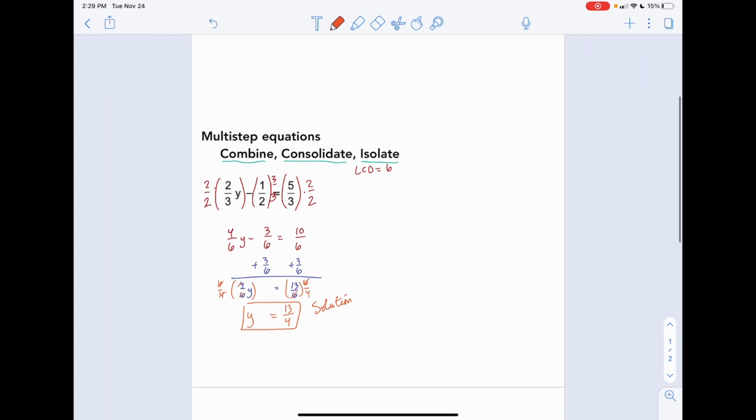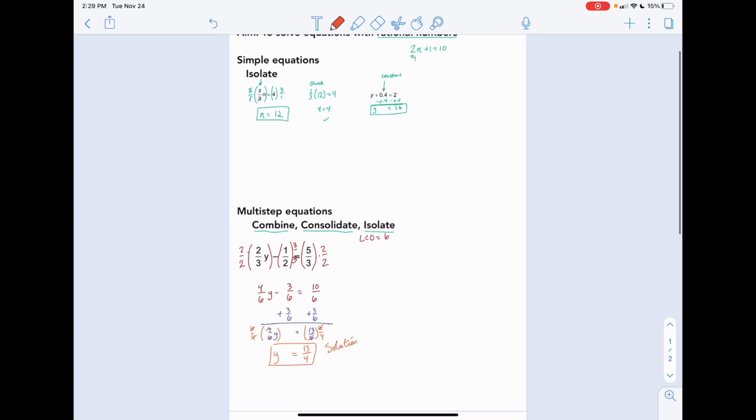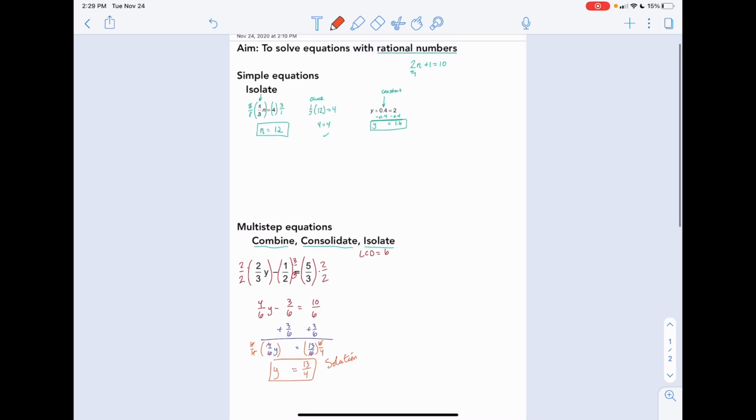All right, so these are the two different types of rational number equations that we're going to be focusing on. Simple equations, where we don't have to do much, and then multi-step equations, where we do have to do more than we normally do. So that's going to be our focus for tomorrow and for the next couple of lessons.